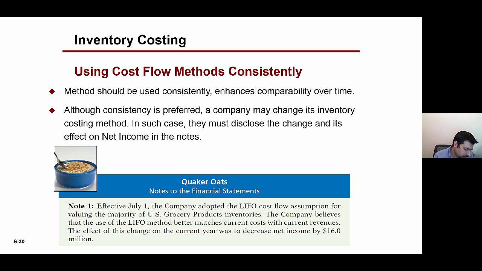So as you can see here, the company adopted LIFO. Basically, they switched to LIFO, and they give the reason why they made this change, as well as the effect on net income, basically the effect of switching to LIFO compared to the previous method.